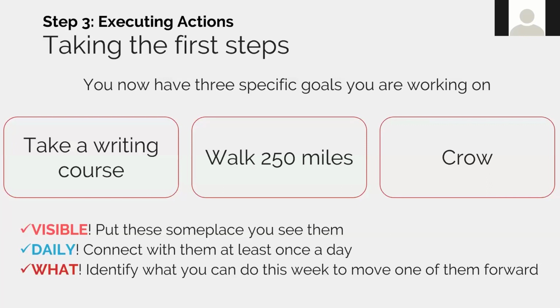What this allows us to do is align ourselves with things that we want in our life so that it can change in the direction that means the most to us, that has the most value to us. So we want these to be visible. You want to put them in a place where you can see them frequently. You want it to be daily. You want to connect with them at least once a day to read them over and think about them, because you're going to move towards what you're looking at.